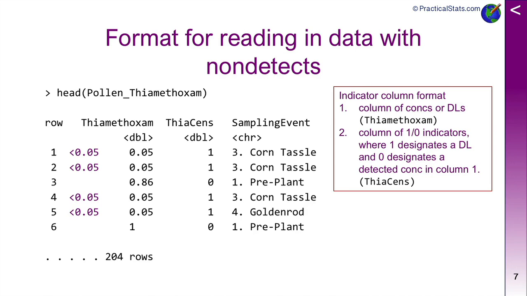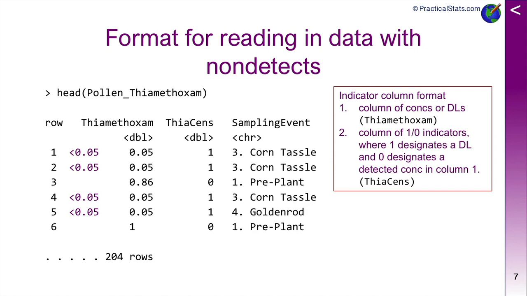Then the second column is an indicator that tells you which are detected and which are detection limits. There's a 1 in that second column, the thiocens column. 1 means true in computer jargon, so it is true that this is a censored value, that this is a non-detect. So it's a less than 0.05. Down in the third row, there's a 0. That 0 means false, so this is not a censored value. It's a detected value at 0.86. So those are the 2 columns that we need in order to represent this.